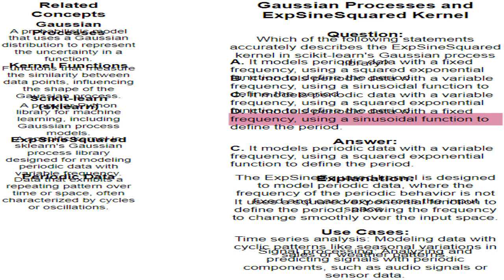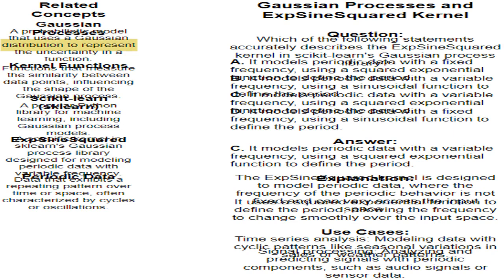True. Correct. The exp sin squared kernel models periodic data with a variable frequency, and it uses a squared exponential function to define the period, allowing the frequency to change smoothly over the input space. This makes it suitable for capturing data with varying cyclic patterns. False. Incorrect. The exp sin squared kernel allows the frequency to vary, not remain fixed. The answer is C. It models periodic data with a variable frequency, using a squared exponential function to define the period.